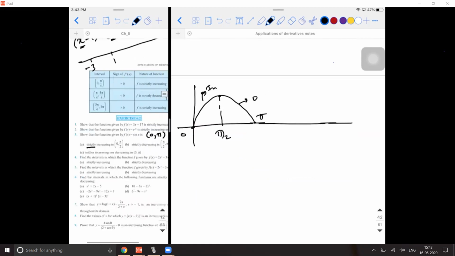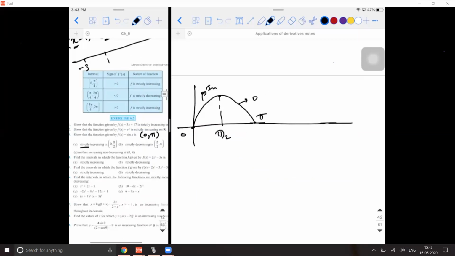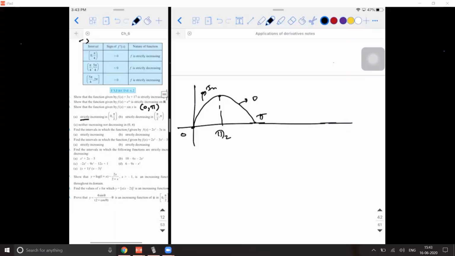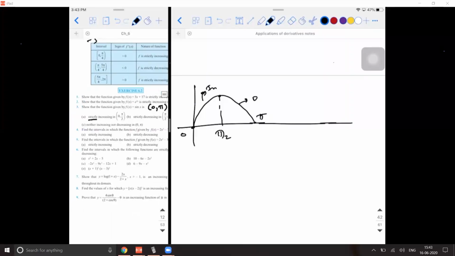Sixth problem, you can do it on your own. I'll do the D part alone because all other things are quadratic only. When you differentiate a quadratic function, you're going to get a linear function. So it is easy to handle. So let me do 6e alone.